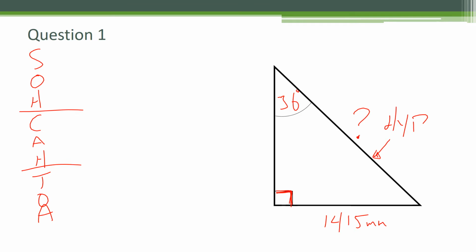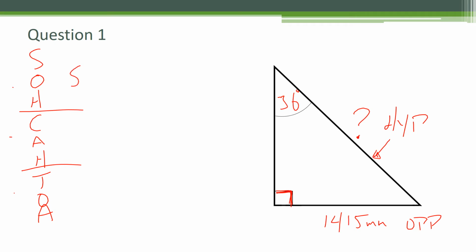Okay, the one with the numbers over here, it's opposite the angle, so that's the opposite. Now I look over to my trig functions and ask, which trig function has an H and an O in it? Sine has an H and an O in it. That's the one I use.